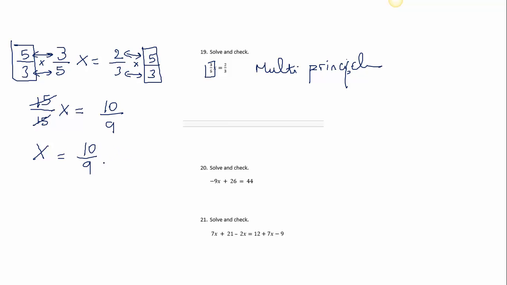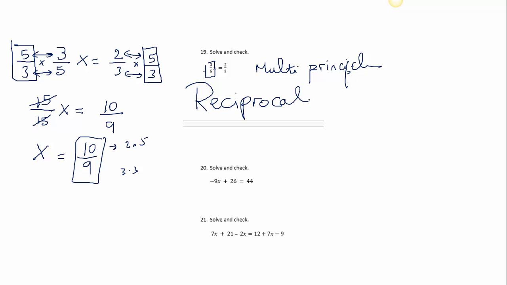This cannot be reduced any further because 10 is 2 times 5, and 9 is 3 times 3. No common factor. So that would be my final answer. Okay, so anytime you have a fraction before x, the only way to isolate x is to multiply both sides of the equation by what is called the reciprocal. You multiply both sides by the reciprocal of, in this case, 3 over 5, which is 5 over 3.